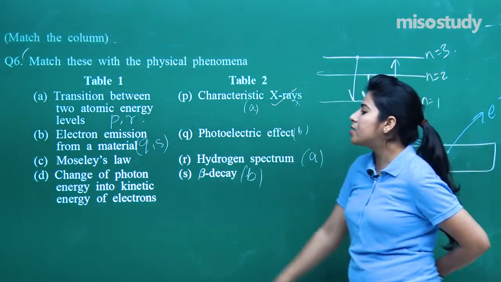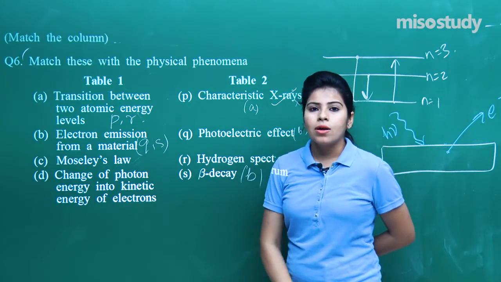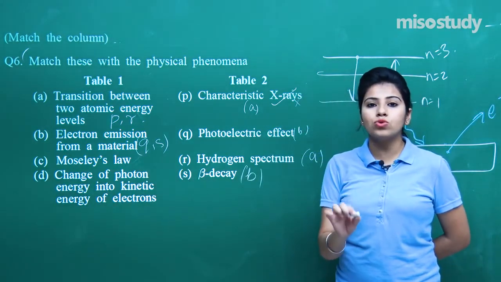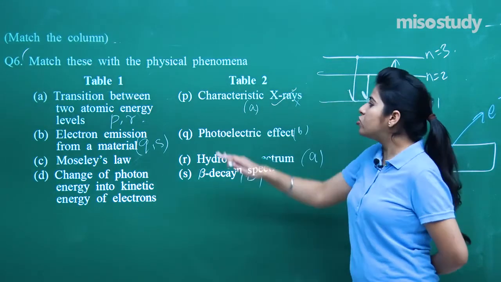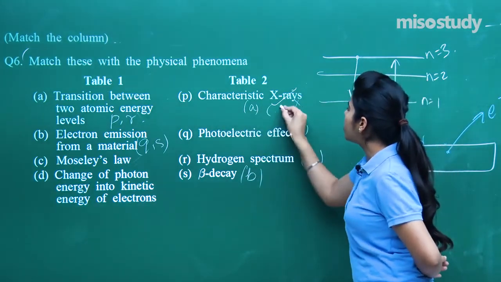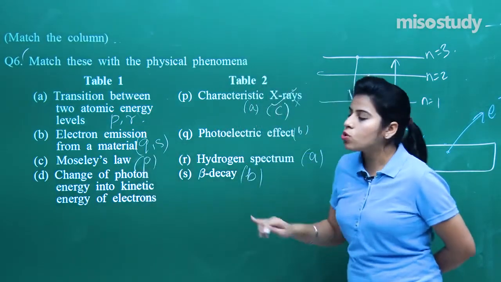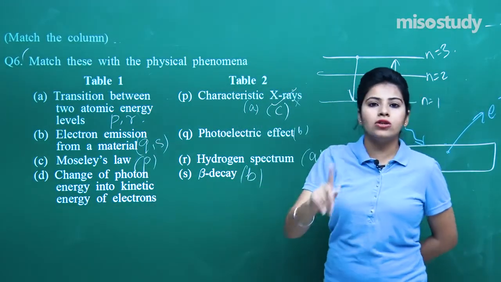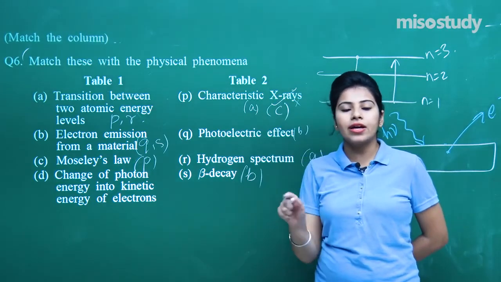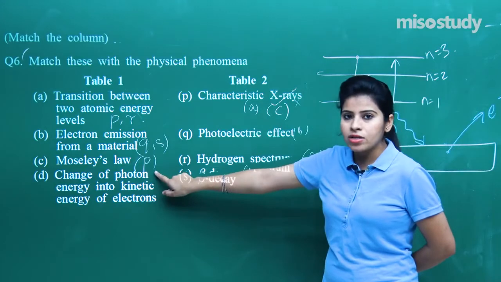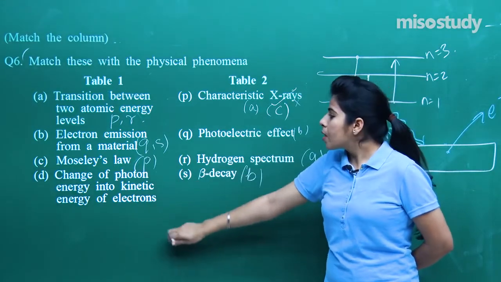Now the C part, that is Moseley's law. Moseley's law is directly related to the X-ray. So we can just put a C over here and a P over here. There is only one thing, that Moseley's law is directly related to the X-ray and not any other option. So that means only one option is correct for this.